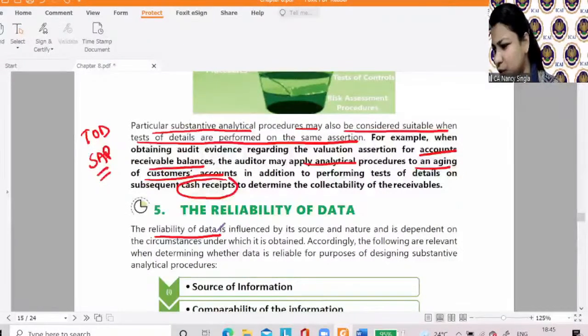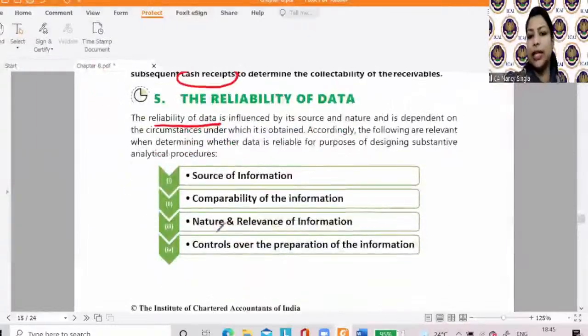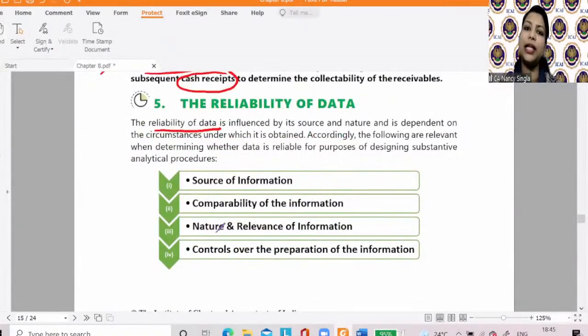Okay, Vikas has also answered. Then Harsh has also answered. Correct, that is what? Source and nature. Okay? So the next point is that when the auditor has decided that he'll be applying a particular substantive analytical procedure, he has seen the suitability, then the auditor needs to see the reliability. And for considering the reliability, you have to consider what? Source of information. Quickly send me the reply.